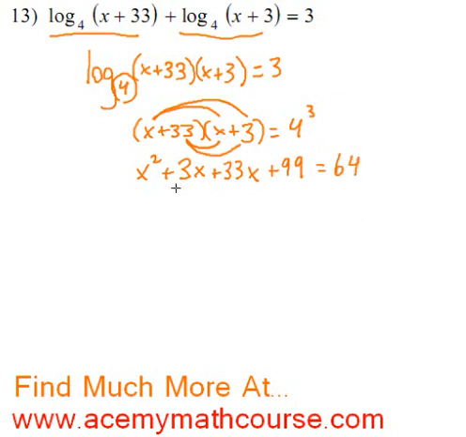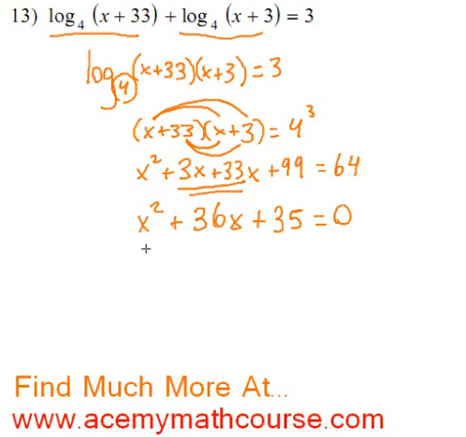Okay, now we can just combine these guys because they're like terms. So x squared plus 3x plus 33x is 36x. And I can subtract 64 from both sides of the equation, right? Just because I want to make it equal to 0. So 99 minus 64 is 35. That's equal to 0. At this point here, you can do one of many things.